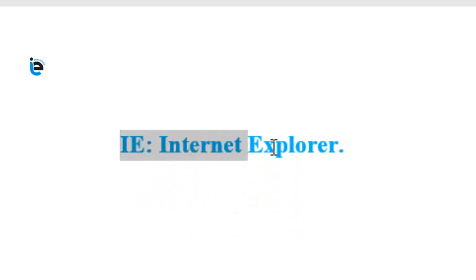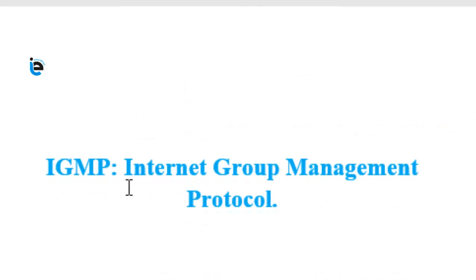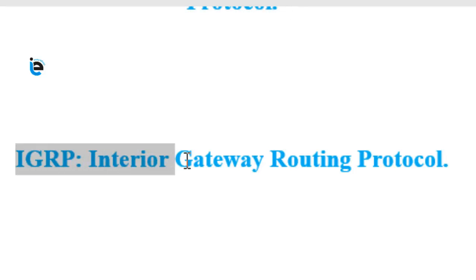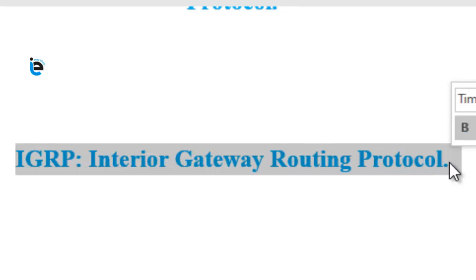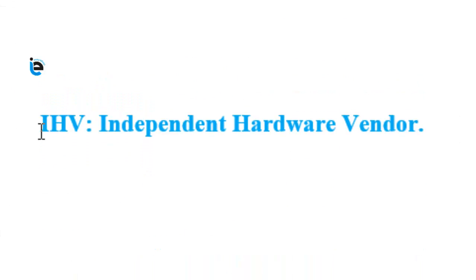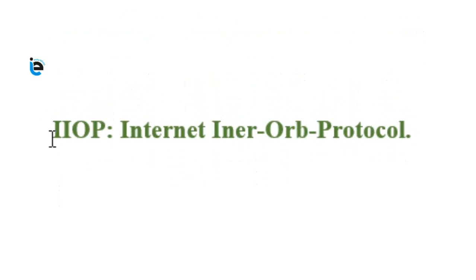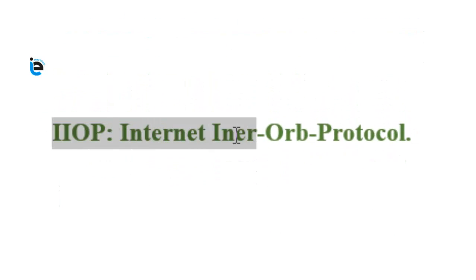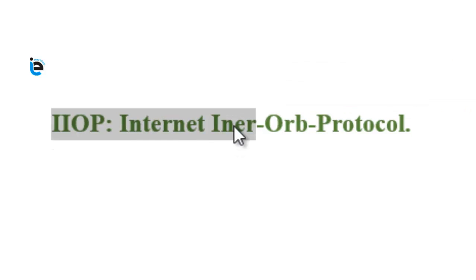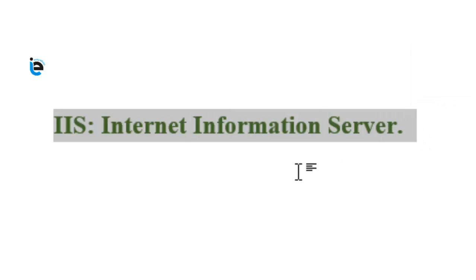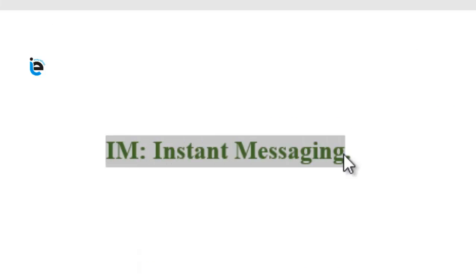IE stands for Internet Explorer. That's a software. It's like a browser. IGMP stands for Internet Group Management Protocol. IGRP stands for Interior Gateway Routing Protocol. IHV stands for Independent Hardware Vendor. IIOP stands for Internet Inter-ORB Protocol. IIS stands for Internet Information Server. IM stands for Instant Messaging.